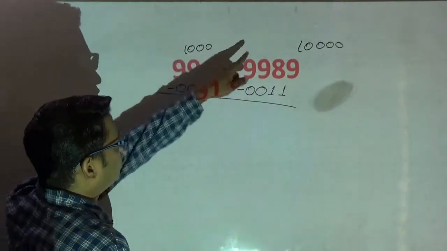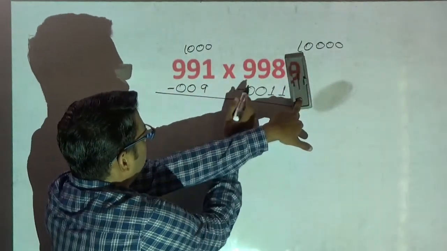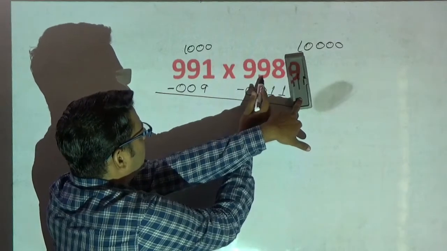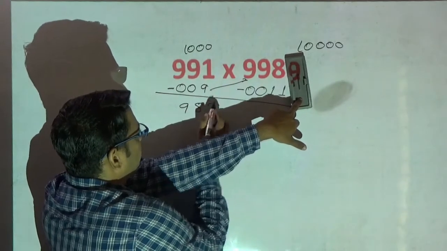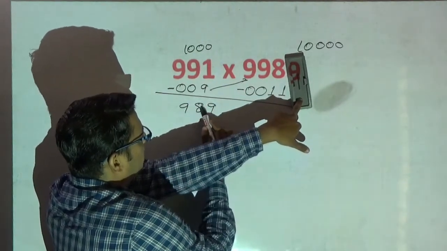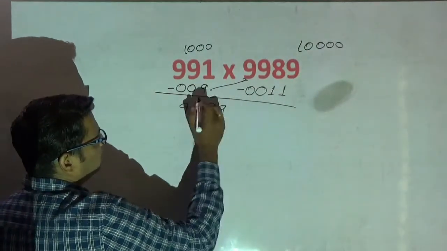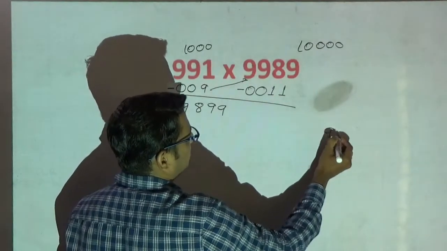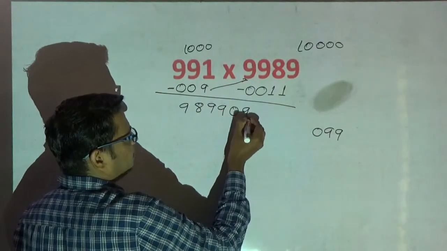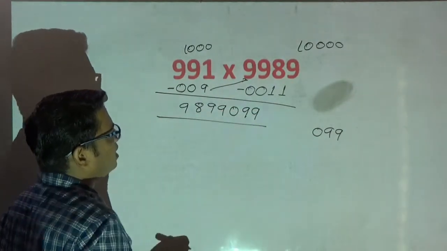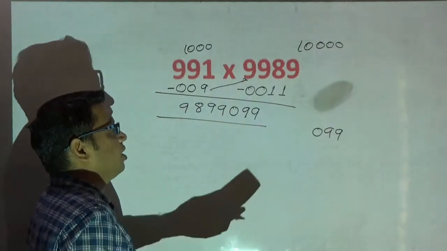This is 3 digits. Therefore, count 3 digits from the left side and ignore this 9 for the time being. Now, 998 minus 9. It will become 989, correct? 998 minus 9 is 989. Done. You write this 9 as it is. Then I need to multiply this. 11 into 9 is 99. But 1000 has 3 zeros. So I will put 099 here. The answer for this example is 989099. Hope you have understood.